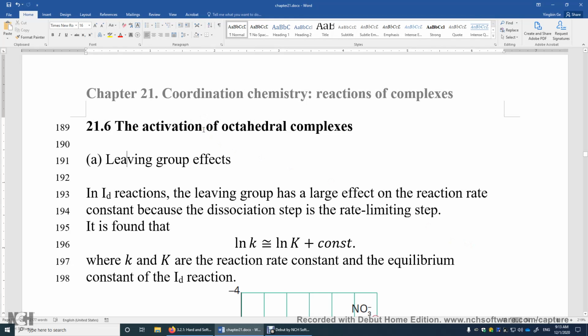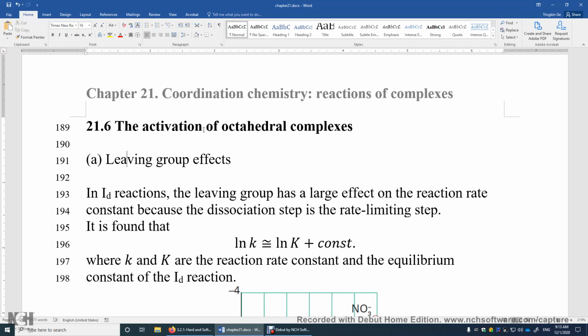Section 21.6, the activation of octahedral complexes. In this section, we'll talk about ligand substitution reactions of octahedral complexes. And this type of reaction usually goes through the interchange mechanism.